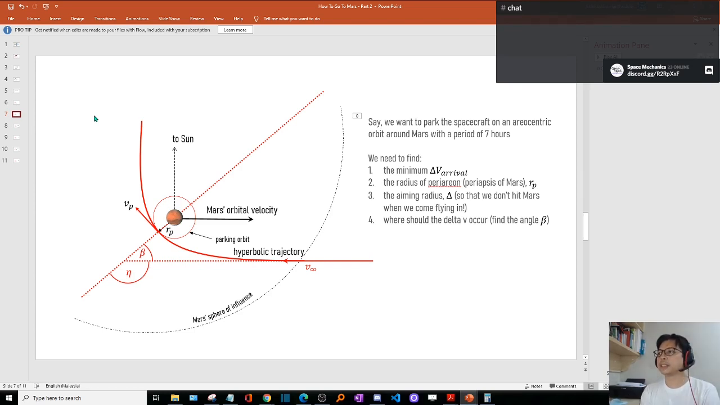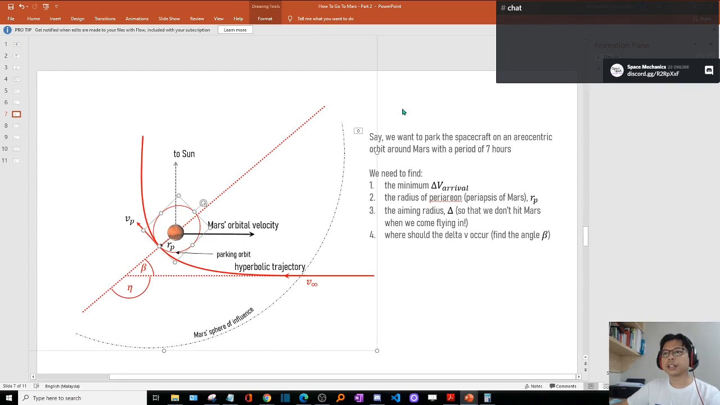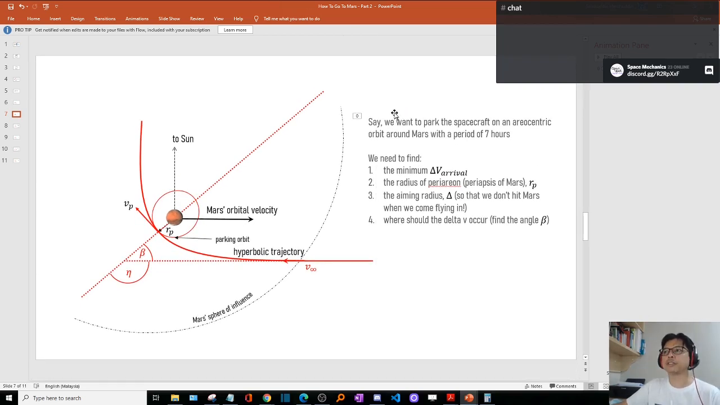Say we want to park the spacecraft on an areocentric orbit around Mars with a period of 7 hours. I don't care if the parking orbit is elliptical or circular, it doesn't matter. Just to not confuse you, let me make some weird shape here. Okay, all right, there you go. It doesn't have to be a circular orbit, it just has to be a parking orbit with a period of 7 hours.